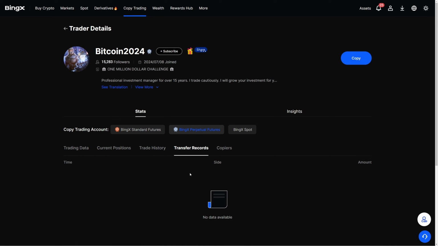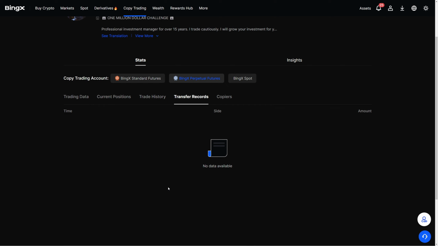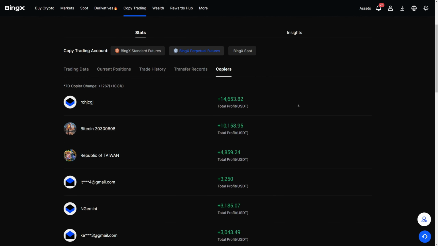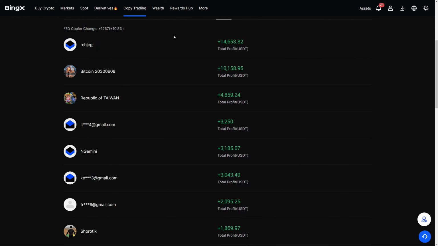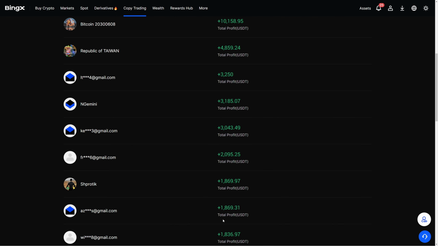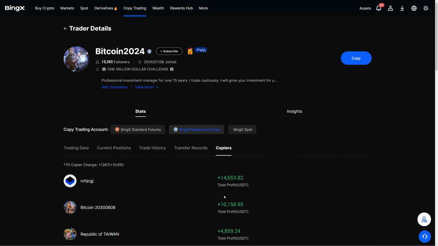Then we can also see the transfer records, which means if he transferred funds into his account or back out of his account. We can see right now he didn't make any transfers, but in my opinion, this is not really that important anyway. But lastly, we can look at the people copying this guy, and there we can see how much money the people made. Here, for example, he made $14,000 all the way until 1,000, 2,000. So we can definitely see here the people copying him actually made quite a lot of money, which looks decent.